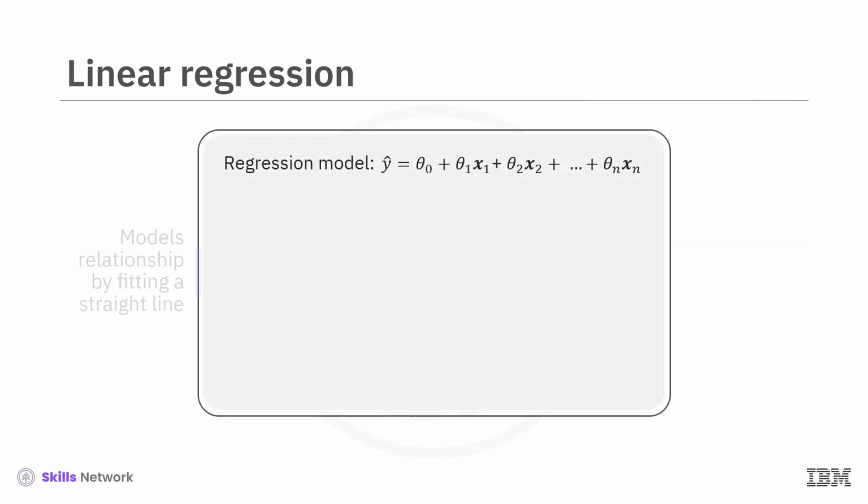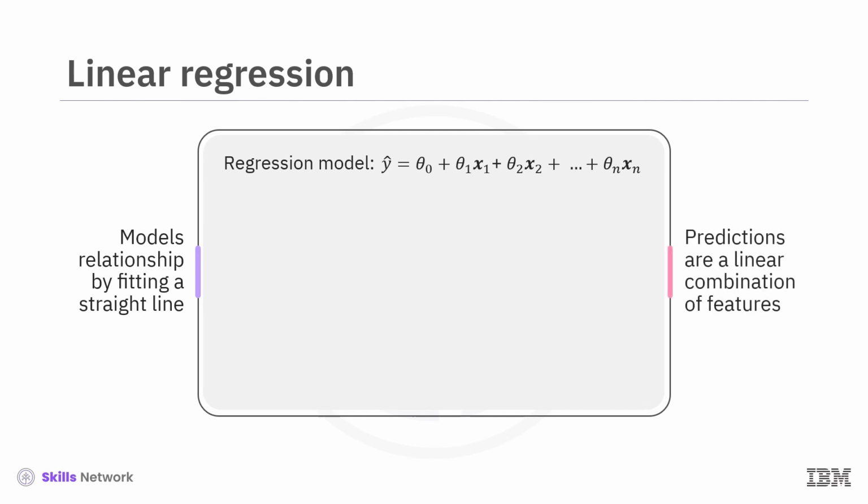Linear regression models the relationship between two or more variables by fitting a straight line to the given dataset. In ordinary linear regression, predictions are a linear combination of features, and the goal is to minimize the loss function, usually measured as the mean squared error, MSE, between the predicted and actual target values.